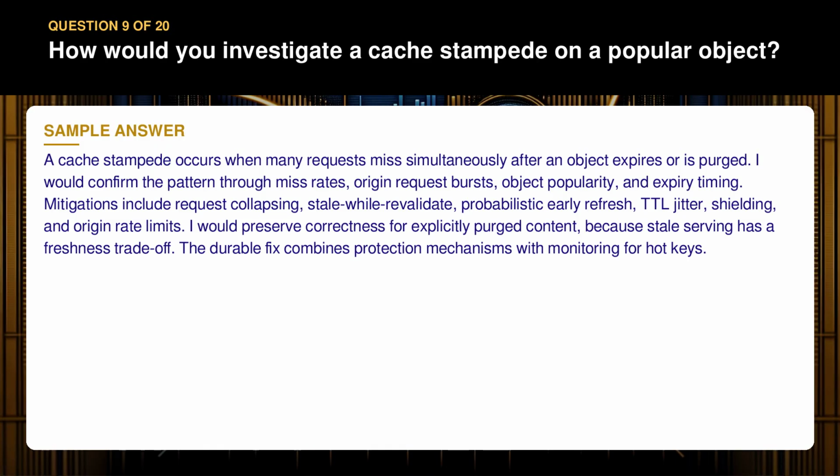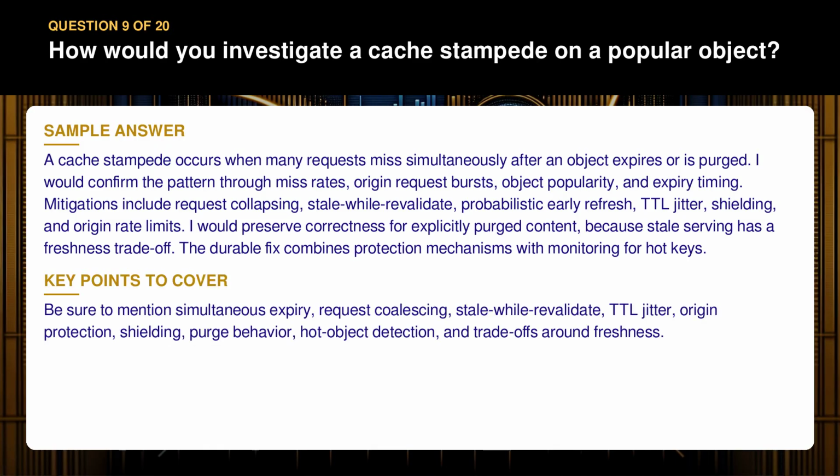Mitigations include request collapsing, stale while revalidate, probabilistic early refresh, TTL jitter, shielding, and origin rate limits. I would preserve correctness for explicitly purged content, because stale serving has a freshness trade-off. The durable fix combines protection mechanisms with monitoring for hot keys.